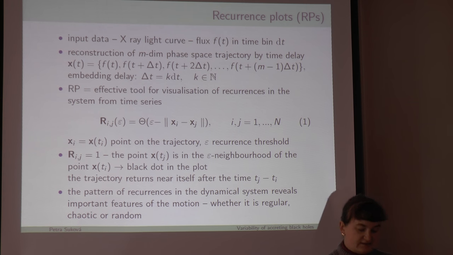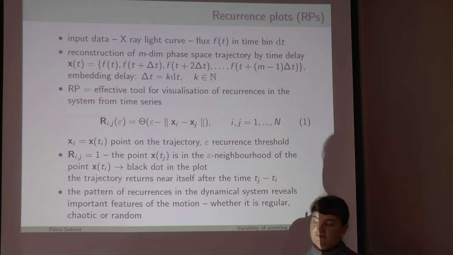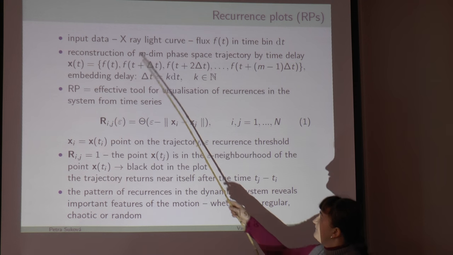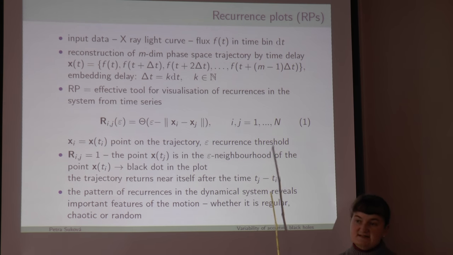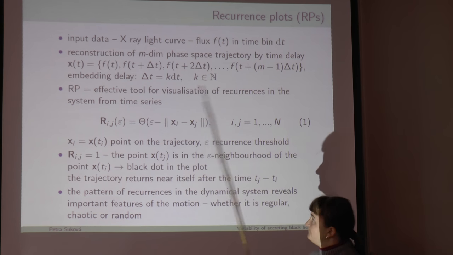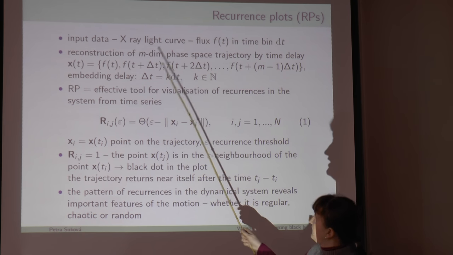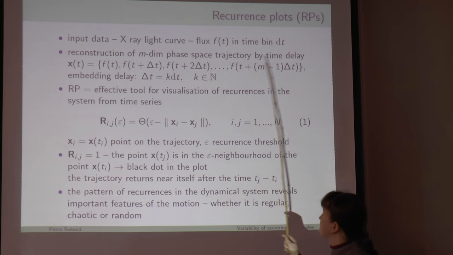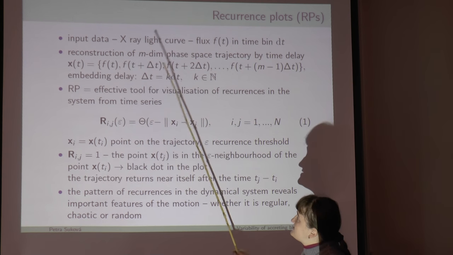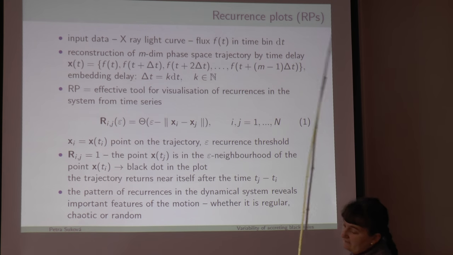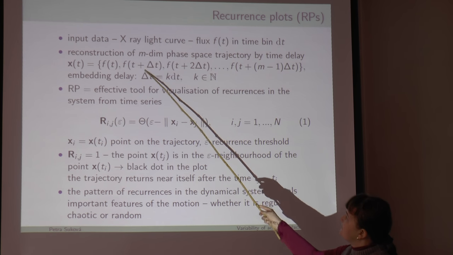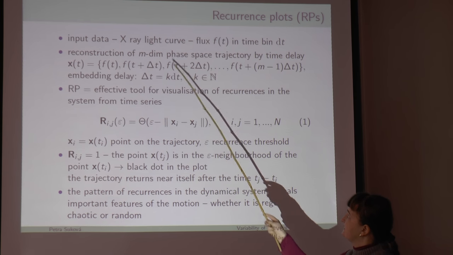So the recurrence analysis is a method for analyzing time series. We have some data, in our case this X-ray light curve, so we have measured the flux depending on time. And then we can reconstruct the m-dimensional phase space trajectory by a time delay technique. That means that as coordinates of the vector in the phase space, we take the same time series but shift it in time by some embedding delay.